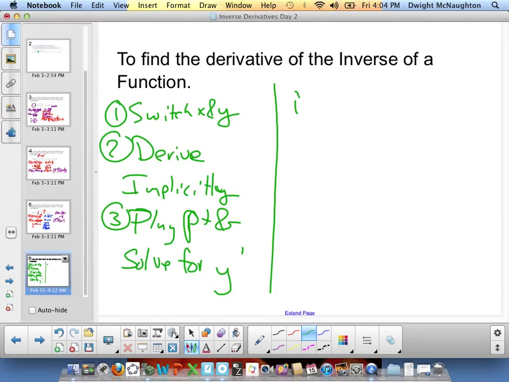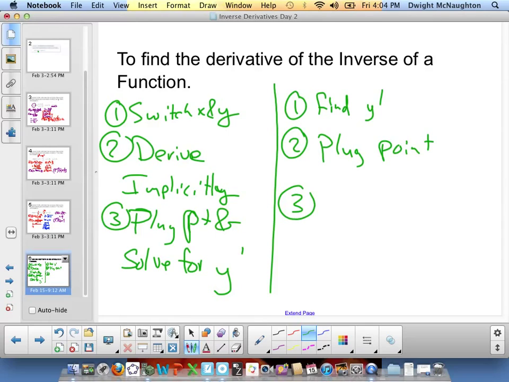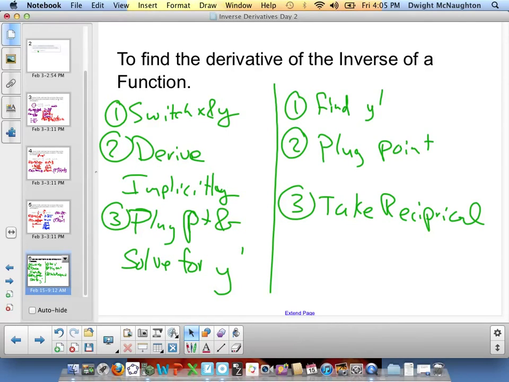Second method: 1, find y prime for the function. 2, plug in your point. 3, take the reciprocal of your derivative. Okay, so there's really 2 ways of looking at it. They're both relatively straightforward. The same concept. One, you're taking just a different alley to get there.